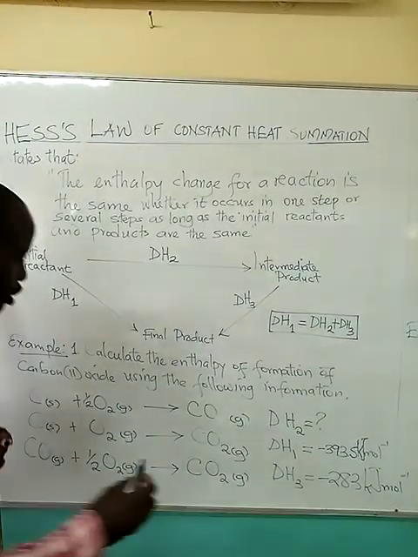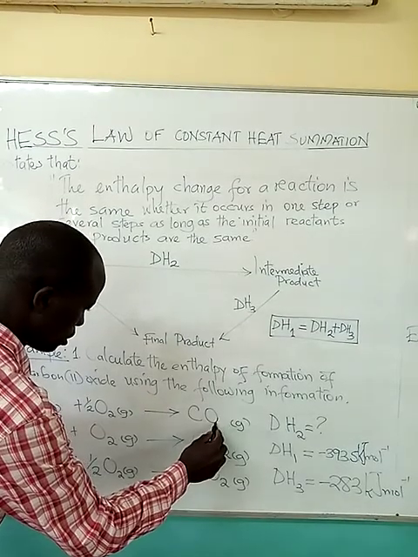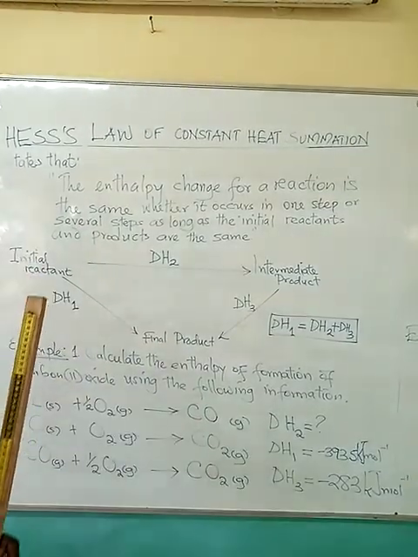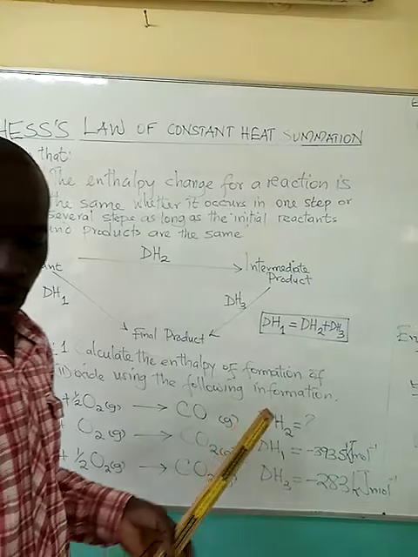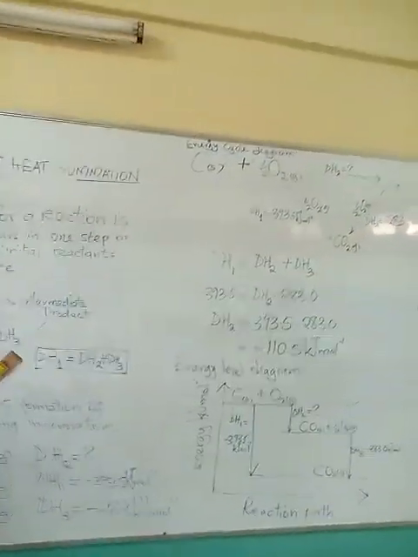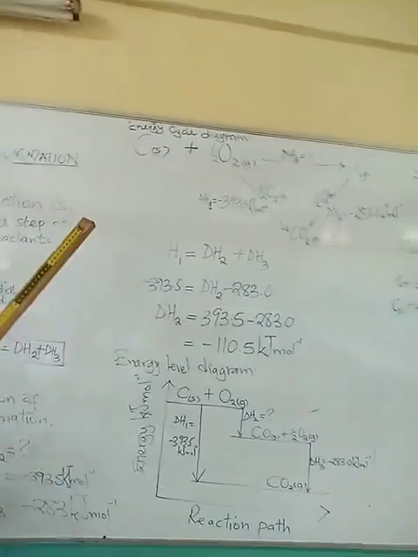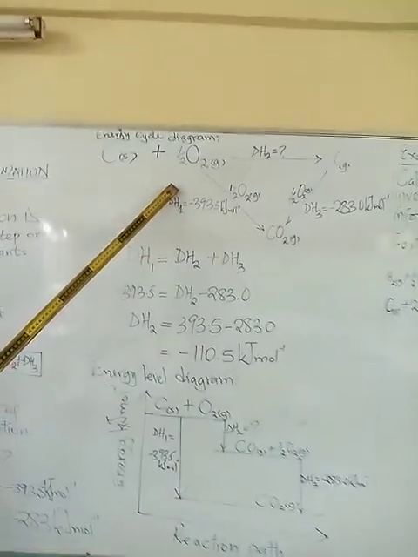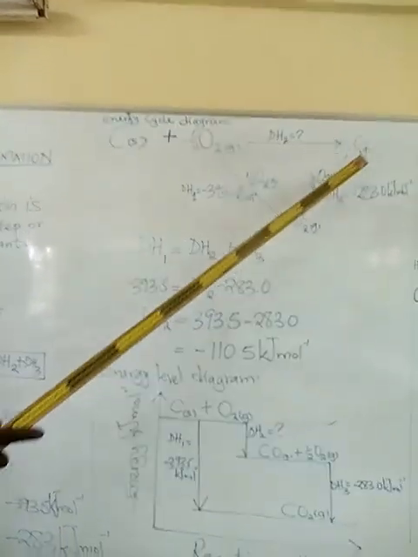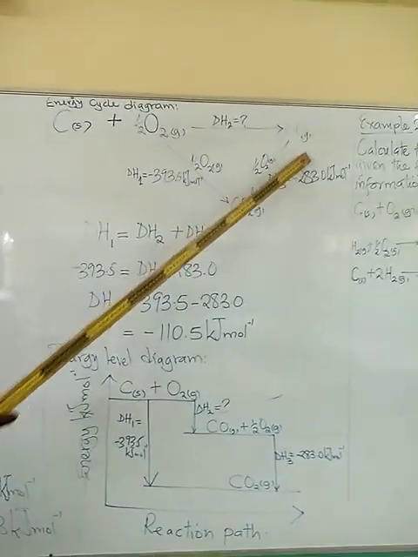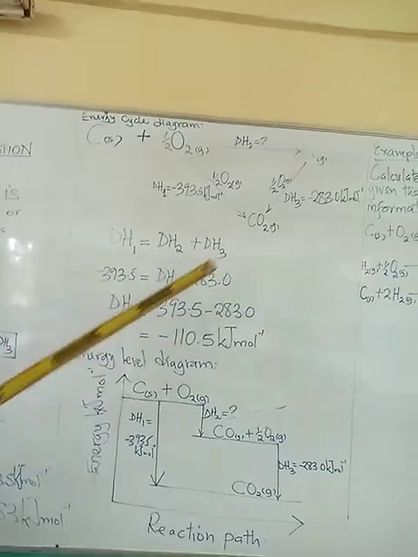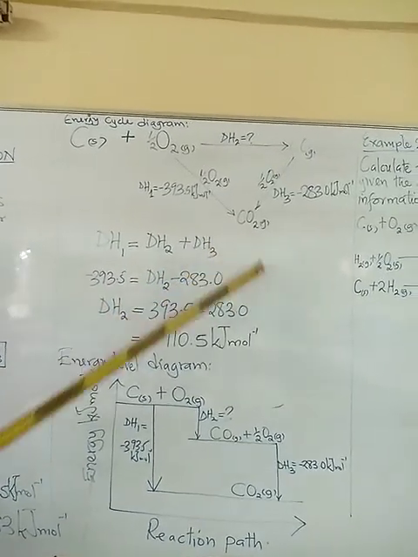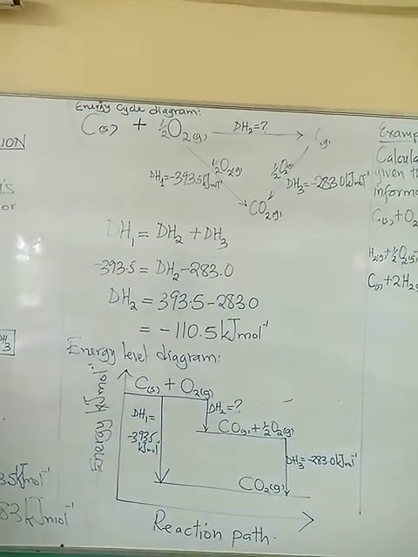To determine the enthalpy for formation of carbon(II) oxide, first you need to present the information on an energy cycle diagram. On an energy cycle diagram, we have the initial reactants, that is carbon and oxygen, to give us the intermediate product, that is carbon(II) oxide, and the final product in this case is carbon(IV) oxide gas. What happens here?